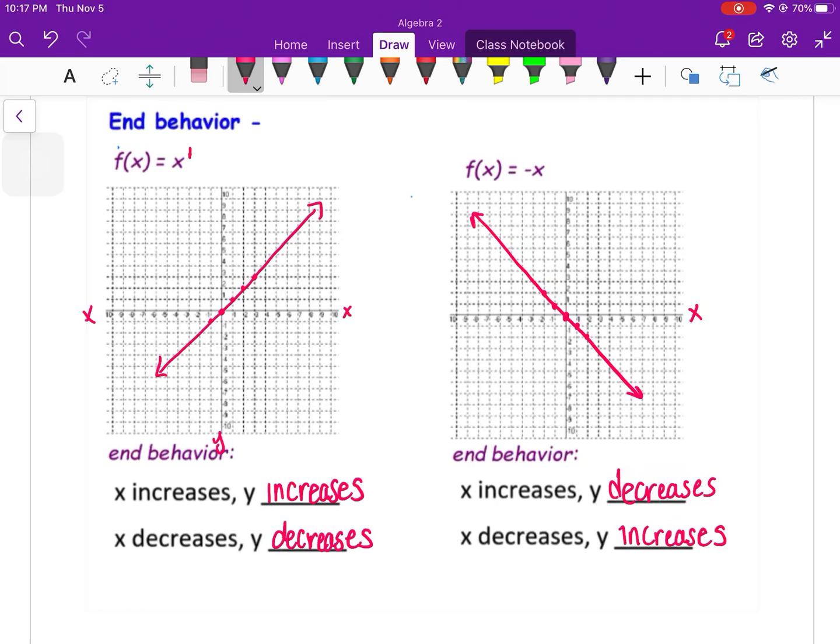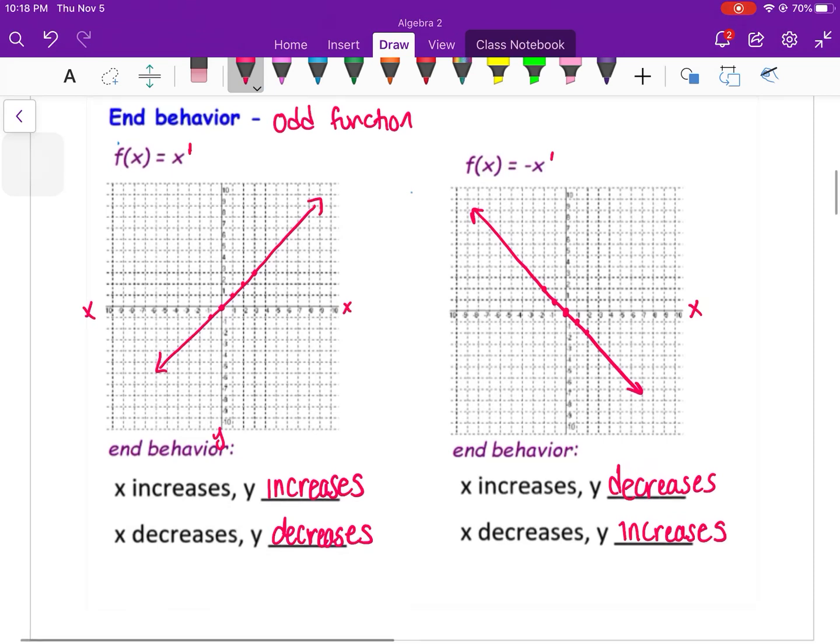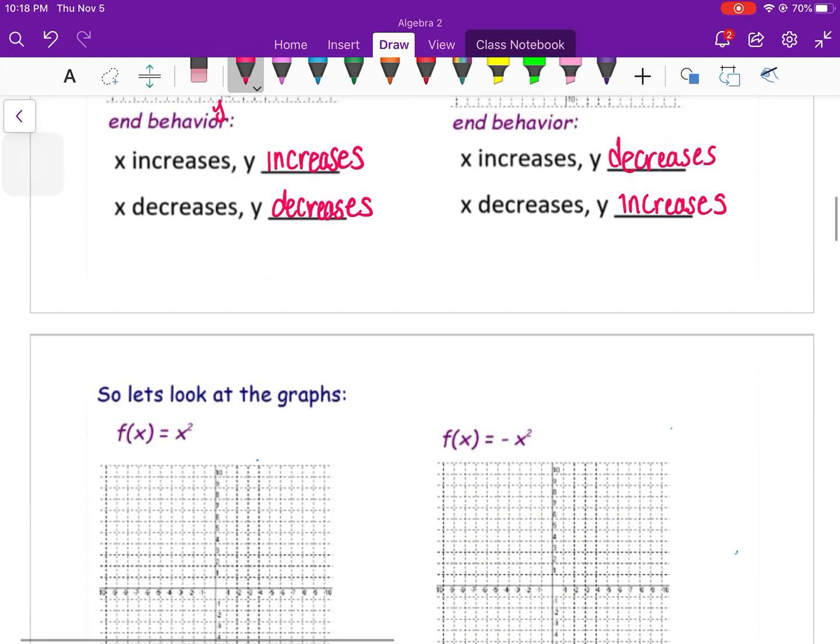It's worth noting that this is x to the first power and negative x to the first power. These are considered odd functions because they have an exponent of 1, which is an odd number. And odd functions follow the same pattern, as you will see. When it's positive, x increases, y increases, or x decreases and y decreases. And when it's a negative odd, as x increases, y decreases, and as x decreases, y increases.